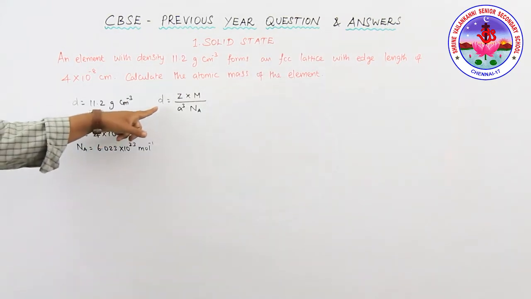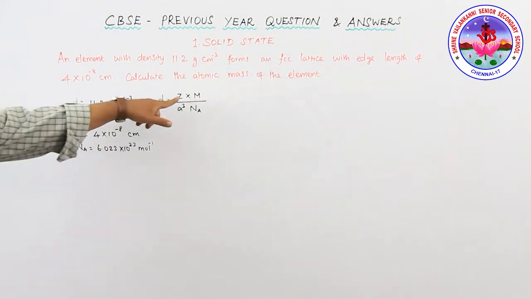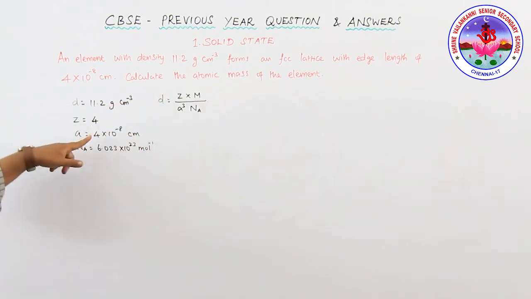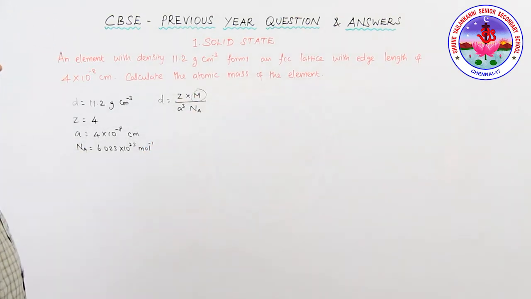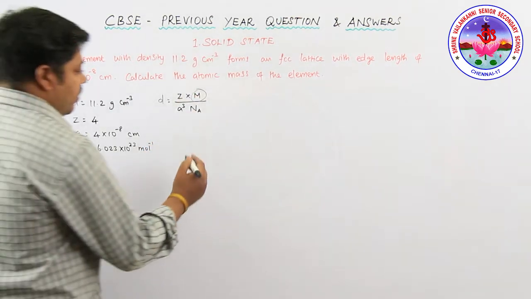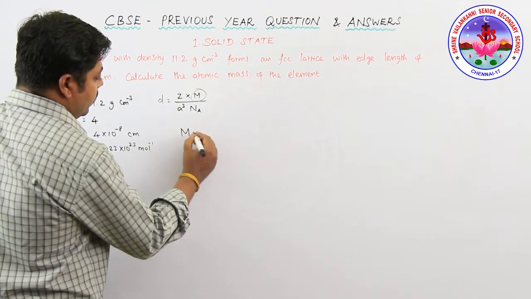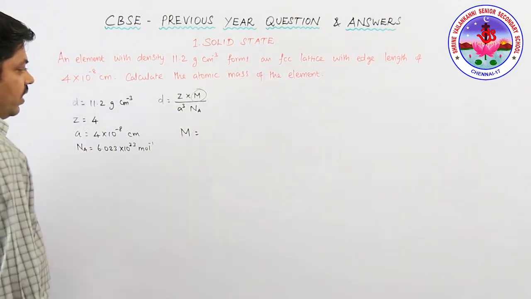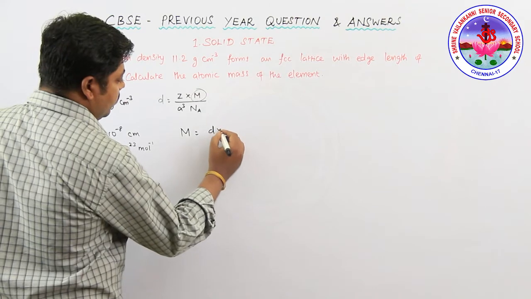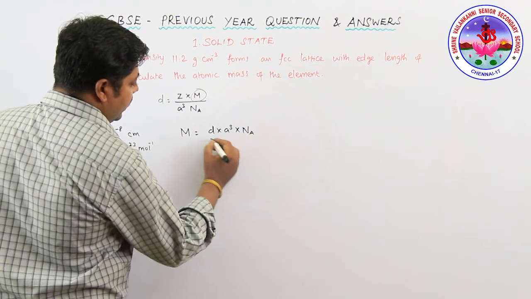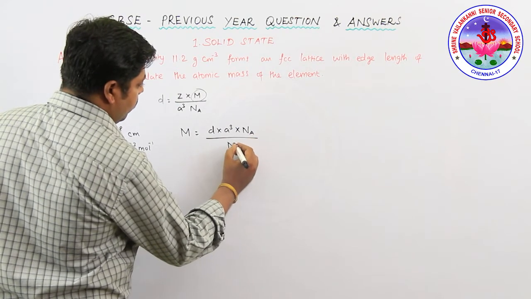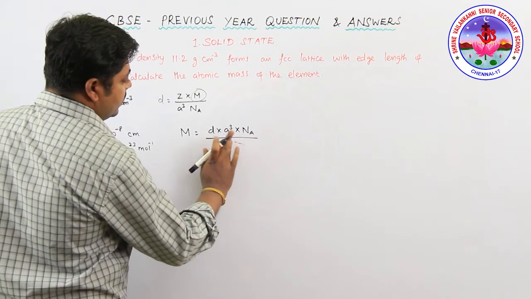So we have the D value, Z value, A value, and the Avogadro value. We want to find the M value, that means the atomic mass of the element. So rearrange the formula: M is equal to D into A cube into Na divided by Z.